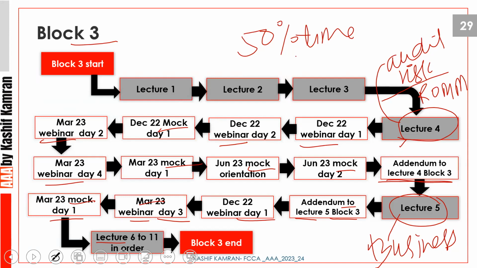So this is how you do block 3. Now, after you've done block 3 and look at the red, red says block 3 ends. Now, when block 3 ends, what next to do? You are not jumping to block 4.